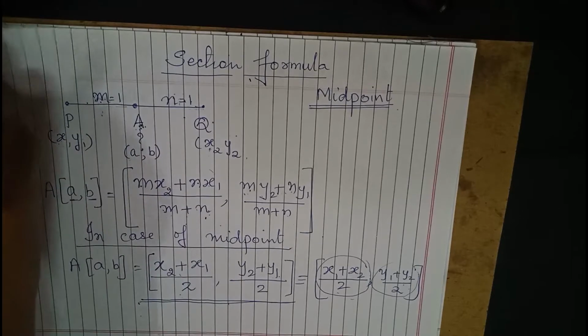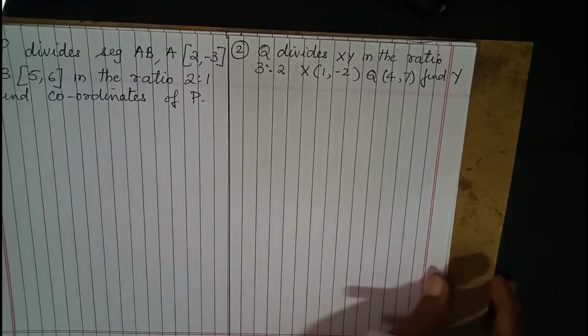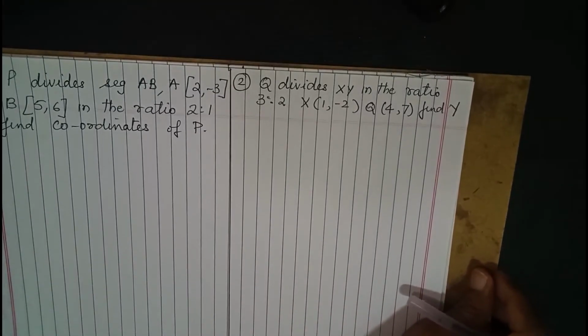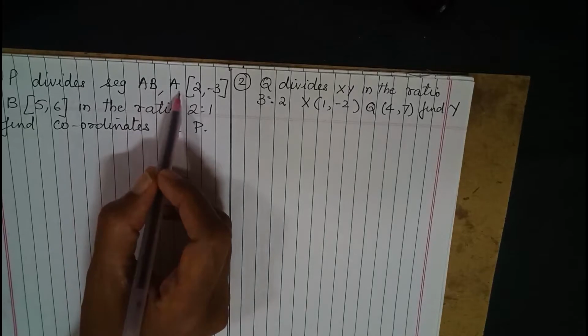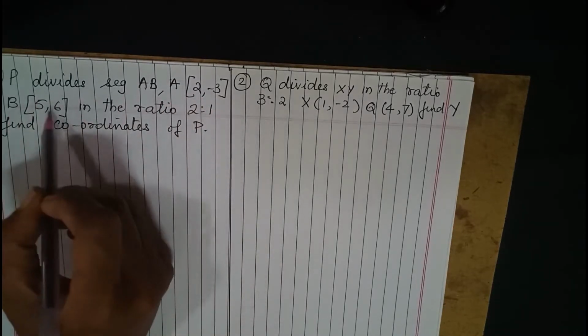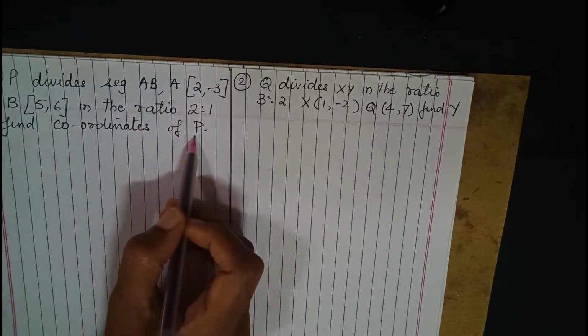So let's go ahead and solve sums based on this. So let us say we have a sum like this, that is P is dividing the segment AB, where A is (2, -3) and B is (5, 6), in the ratio 2:1, and we have to find the coordinates of P.